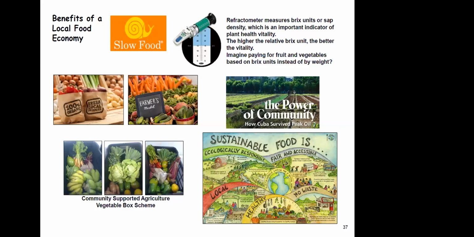And then something else I want to dwell on, and not in too much detail, but there is a handout under the additional notes about the BRIX index of fruit and veg. Now, the refractometer, which is this instrument, is used to measure the BRIX units, which is also the sap density. And this is an important indicator of plant health and vitality. Now, the wine industry started using it, and then also the sugarcane industry, they measure sucrose, which is the same thing. So they use this instrument at scale.